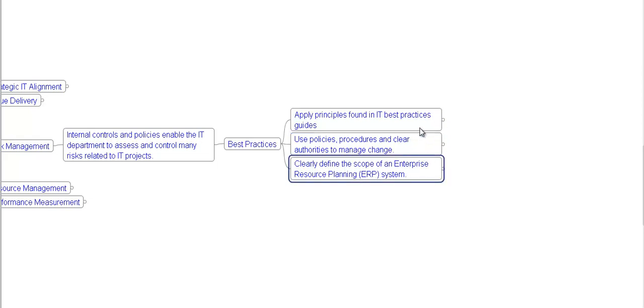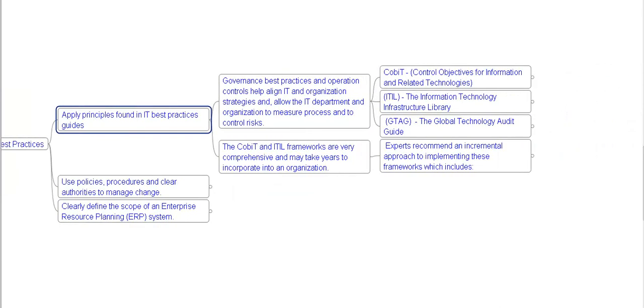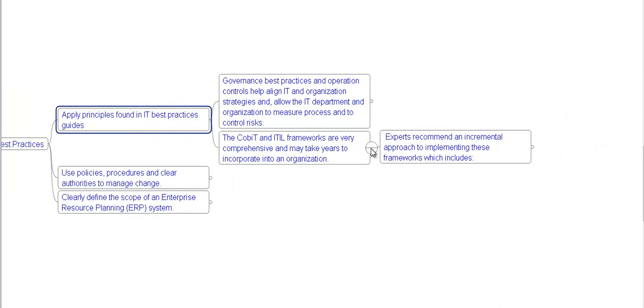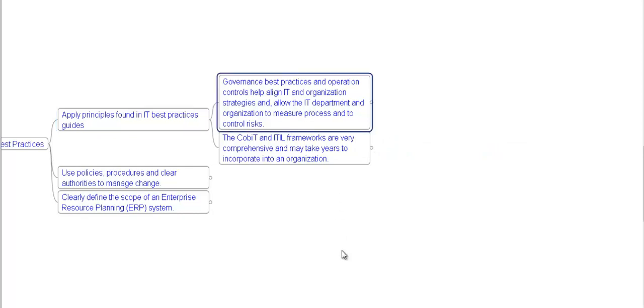Let's explore first: apply principles found in IT best practice guides. Governance, best practice, and operation control help IT align IT and organization strategies, and allow the IT department and organization to measure, process, and control risk.